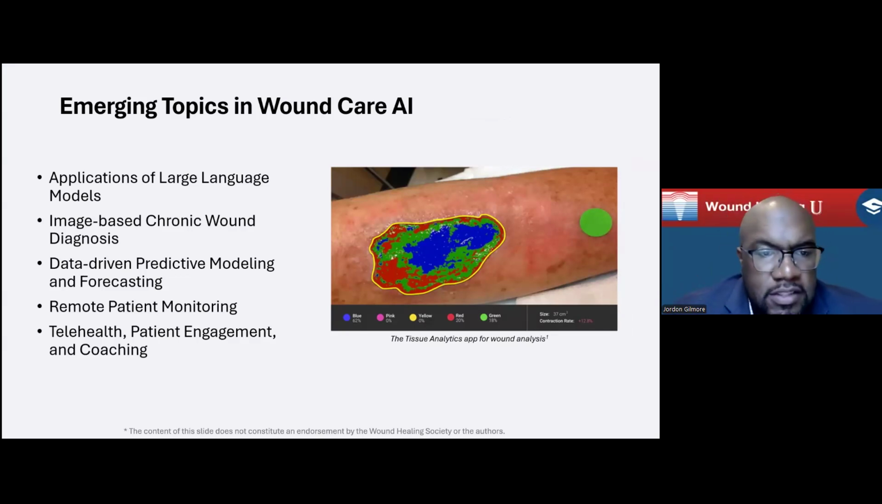Okay. And we only have about 10 minutes left, so I'm going to go pretty quickly. But if you have any questions about these, I'll be happy to answer during Q&A. So the topics that we're going to look at are applications of LLMs, image-based chronic wound diagnosis, predictive modeling and forecasting, remote patient monitoring, and telehealth or virtual reality, patient engagement coaching, things like that. So we can go to the next slide.